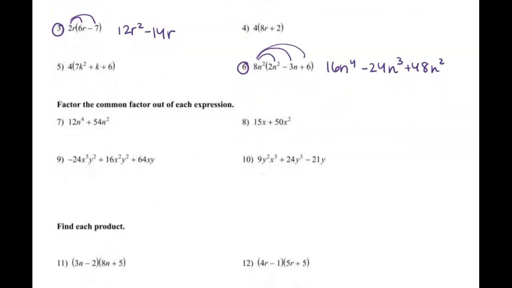So next part, we're factoring the common factor out of each expression. We usually call this GCF. So if we look at number 7, in terms of numbers for 12 and 54, the greatest we can take out is 6. For the n's, the greatest we can take out is an n squared. And 6n squared times 2n squared equals 12n to the 4th, and 6n squared times 9 equals 54n squared.